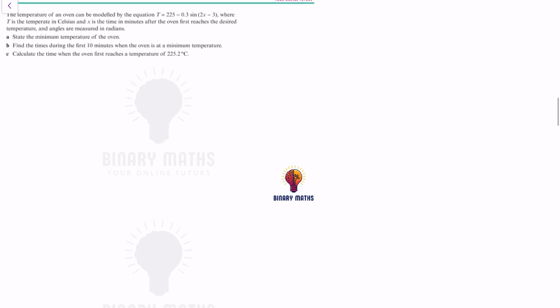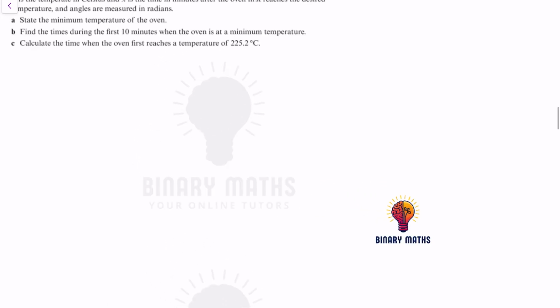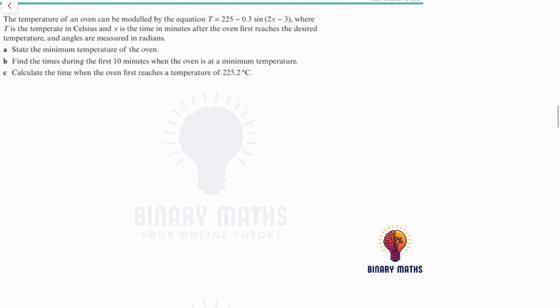Okay, the temperature of an oven can be modeled by the equation T is equal to 225 minus 0.3 sine of 2x minus 3, where T is the temperature in Celsius and x is the time in minutes after the oven first reaches the desired temperature, and the angles are measured in radians. So make sure you're in radian mode. Okay, so first thing, find the minimum. So let's write minimum and maximum.